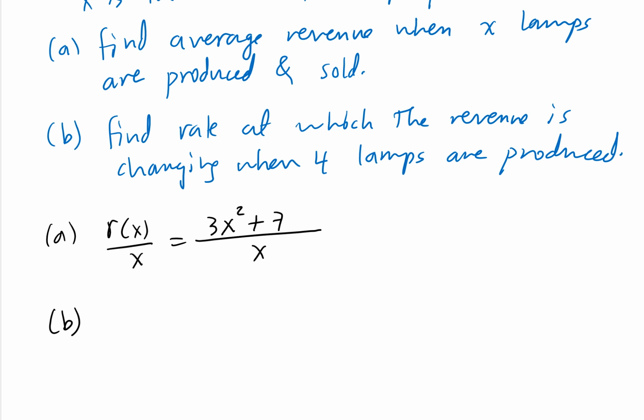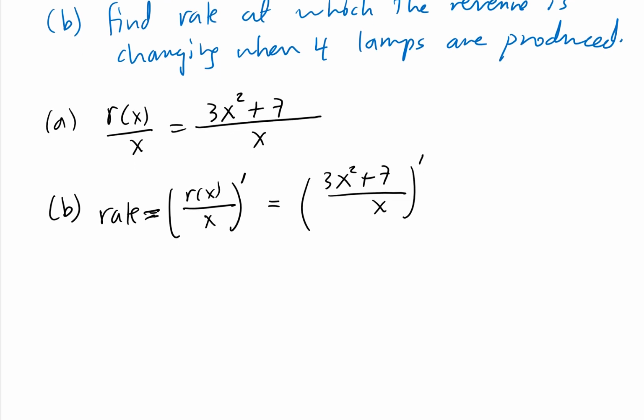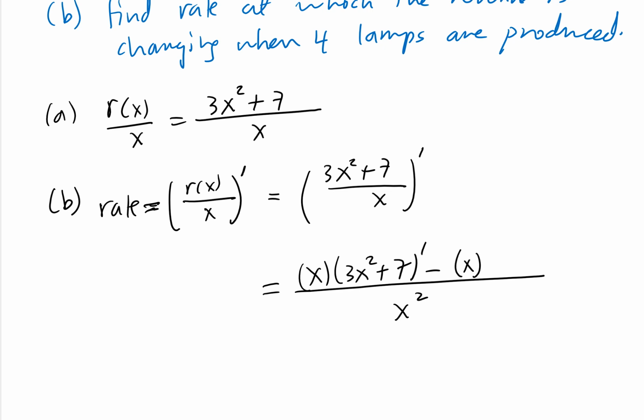And to find the rate, it's basically the derivative of the average revenue. So the derivative of this means the derivative of 3x squared plus 7 over x. So how do you find the derivative of this? Quotient rule. Squaring the denominator, we take the denominator times the derivative of the numerator minus derivative of the denominator times the numerator.